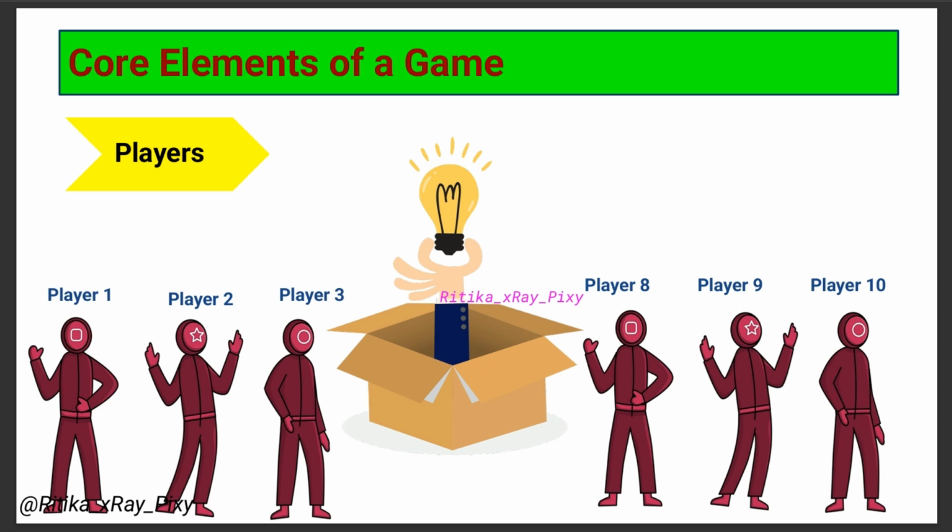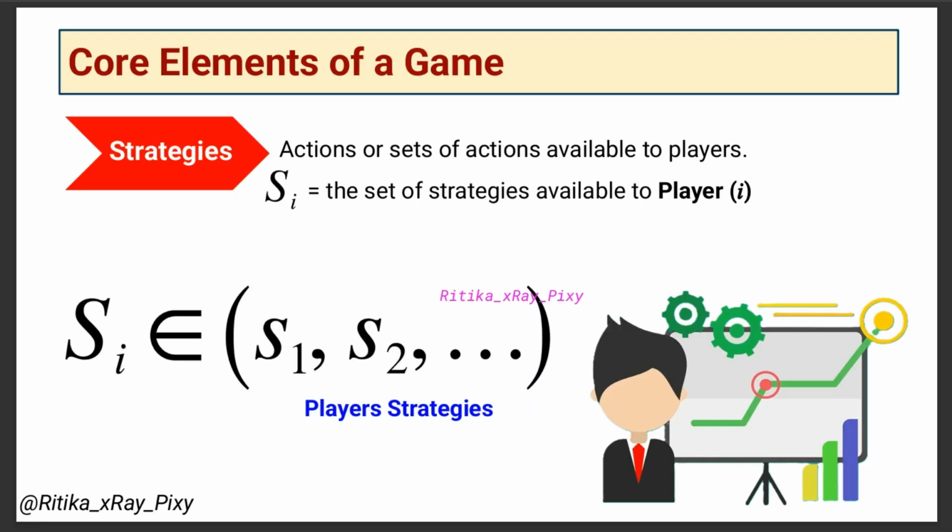The second core element is strategies. A strategy is a plan of action a player decides to follow in the game, and it represents the possible moves available to the player. Mathematically we can write it as S_i. This is the set of strategies available to player i, and here we have each player with a specific strategy.